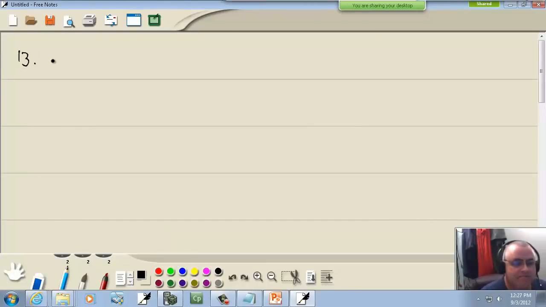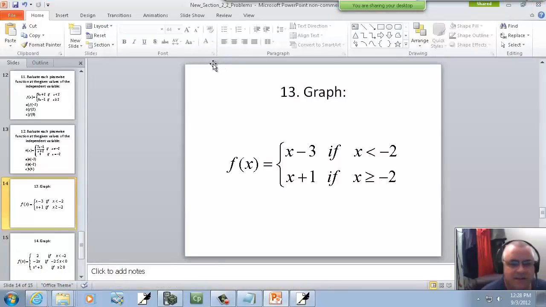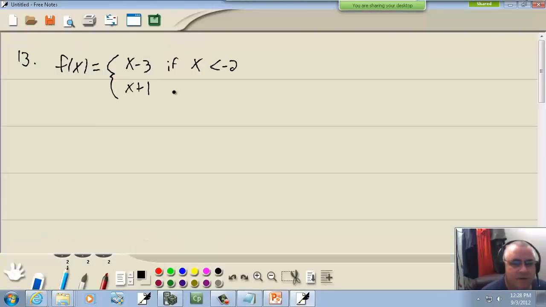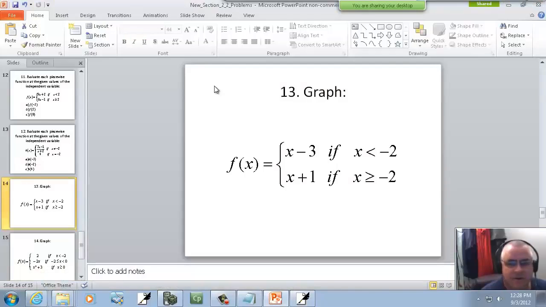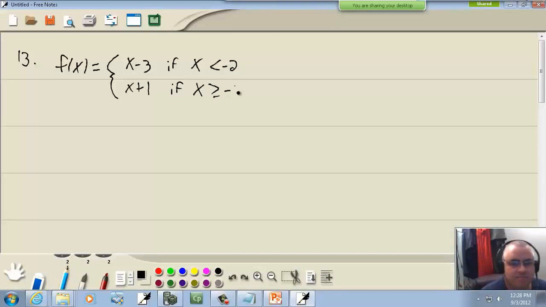This is a graphing one. We've got f of x is equal to x minus 3 when x is less than negative 2, and x plus 1 when x is greater than or equal to negative 2. And this is graphing piecewise functions.